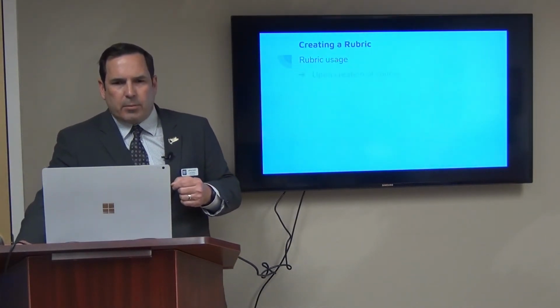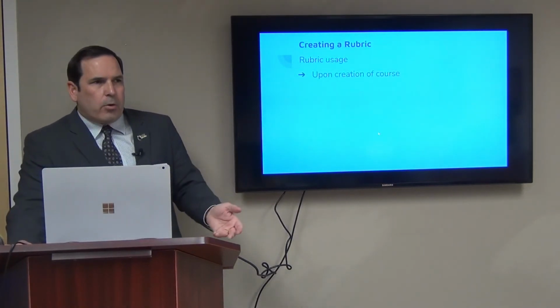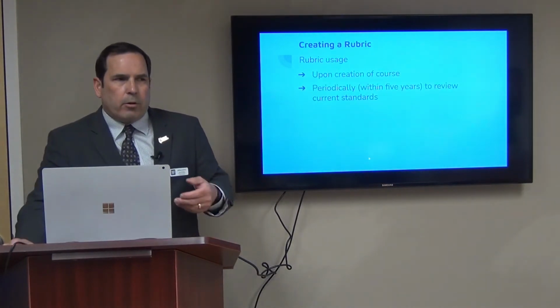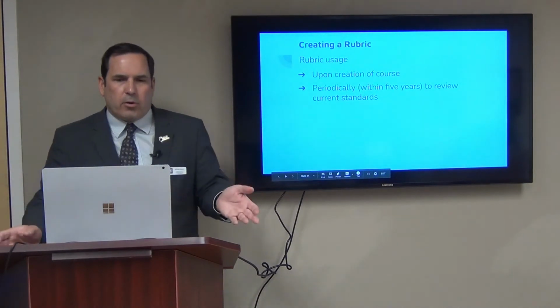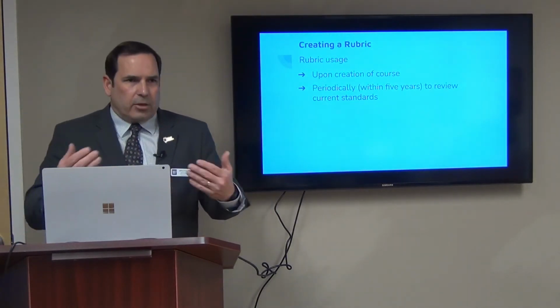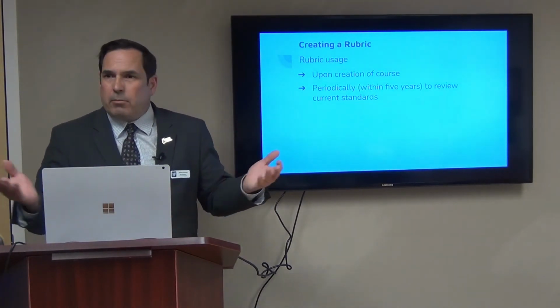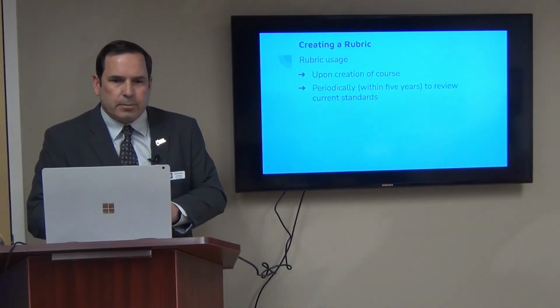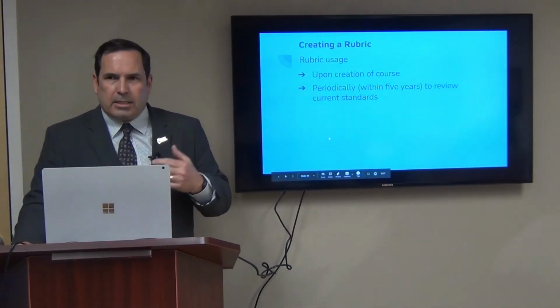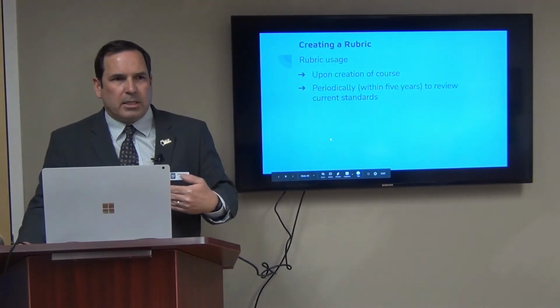Now, rubrics can be used when you're building a course or when you're doing a periodic review of a course. Typically, it's a good idea to review a course every 5 to 7 years. As standards change, you want to make sure the course is meeting those standards.